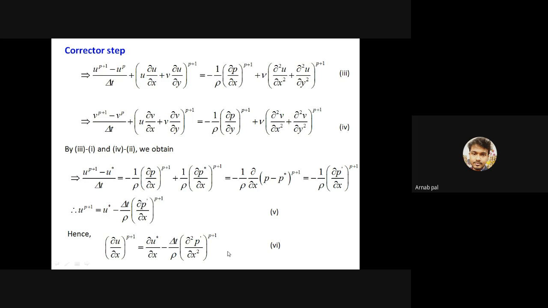Yes, sir. So I have taken the derivative of this equation. ∂u/∂x at p+1 equals ∂u*/∂x minus Δt/ρ ∂²p'/∂x² at p+1.